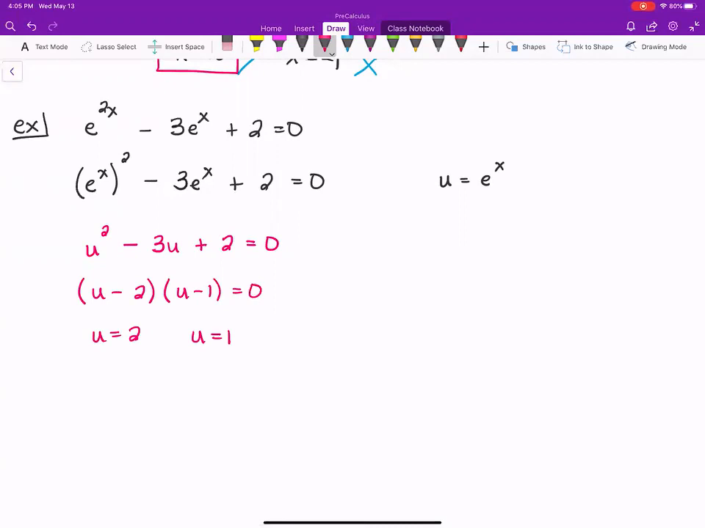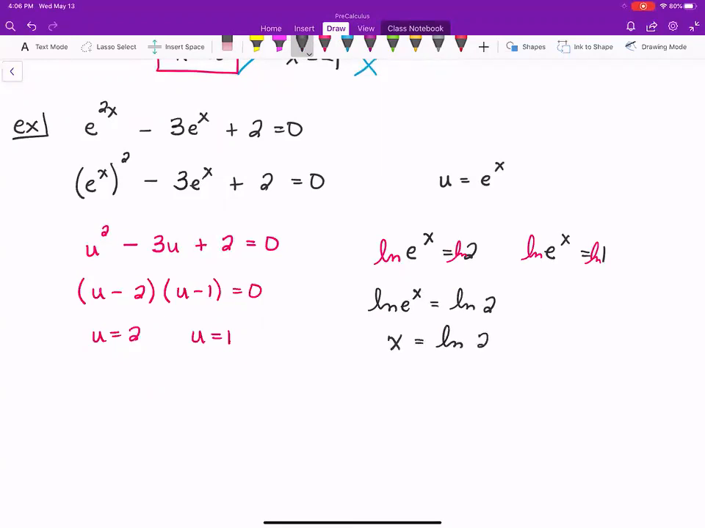So remember, we did that substitution, so really I have to go back and remind myself that u was e to the x. So really I've got e to the x equals 2, and I've got e to the x equals 1. And so to finish solving for these, I'd have to take a log with a base of e. So really I take the natural log of both sides. So I've got the natural log of e to the x equals the natural log of 2. And natural log is really log base e, so that'll just reduce to x.